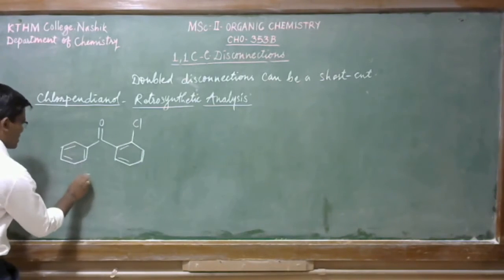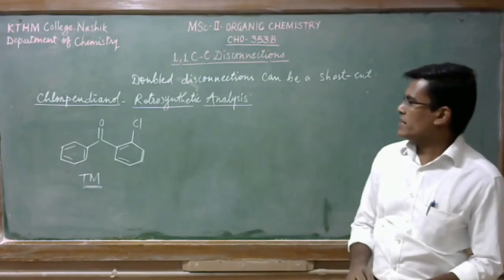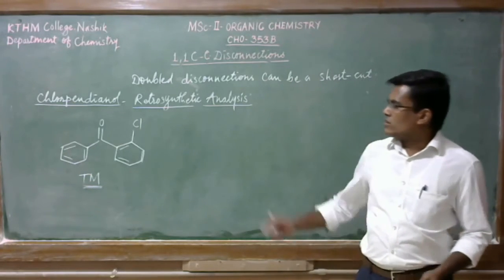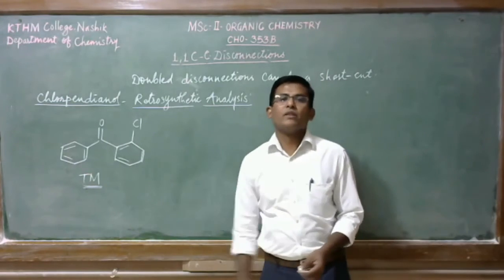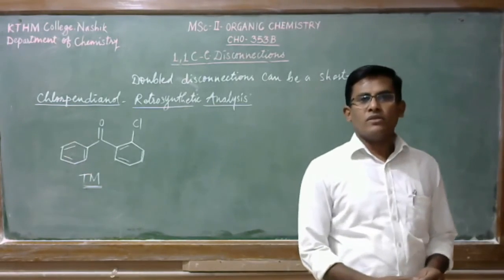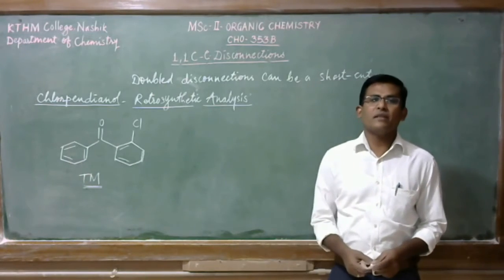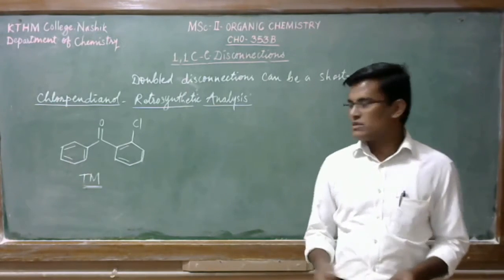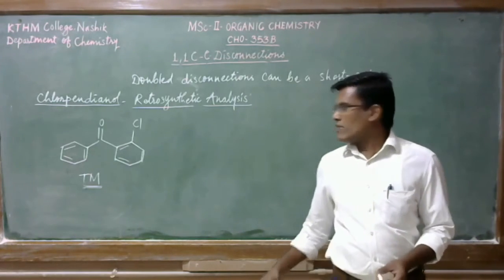So this is our target molecule, chlorphendienol. When you look at this molecule, you will observe there is a presence of a keto group. So you will not find reliable reactions to get this ketone. So what is the solution?